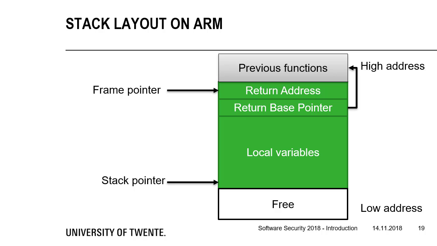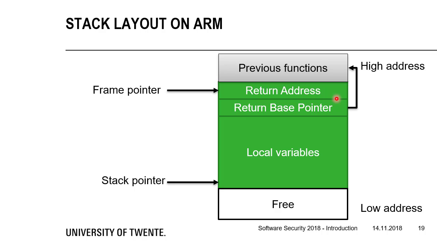And then when the function is called, what happens is that on the stack, there are two values stored. One is the return address. The return address points to the code where that function was called from.